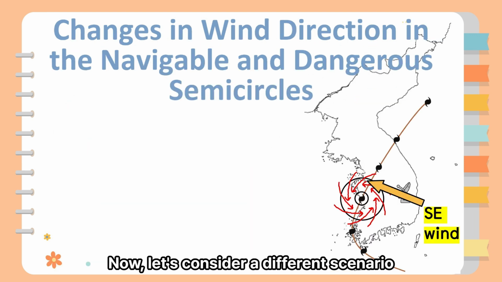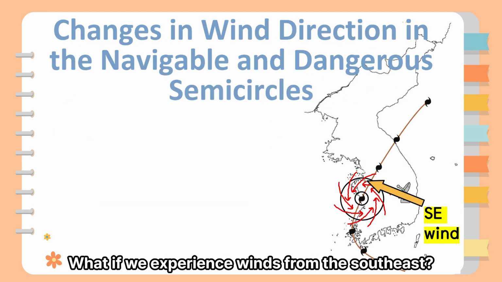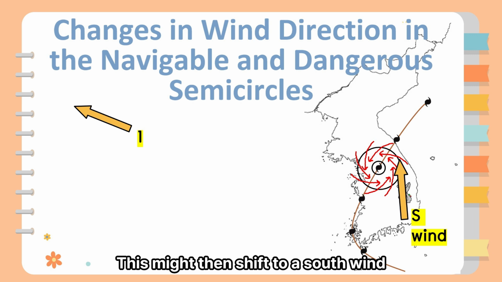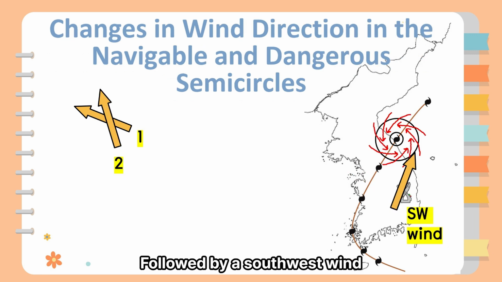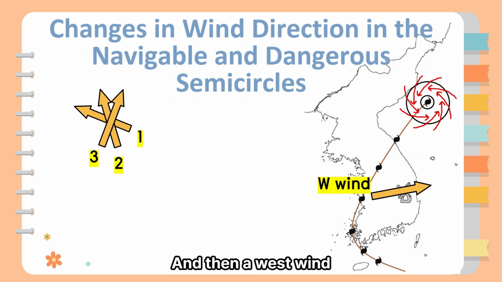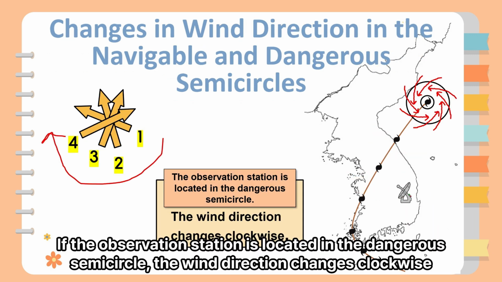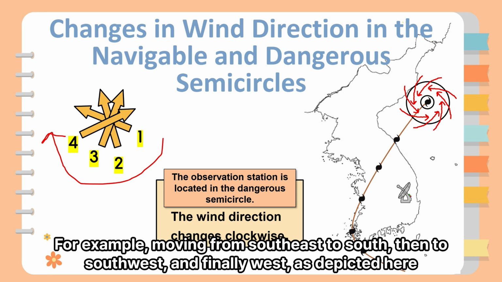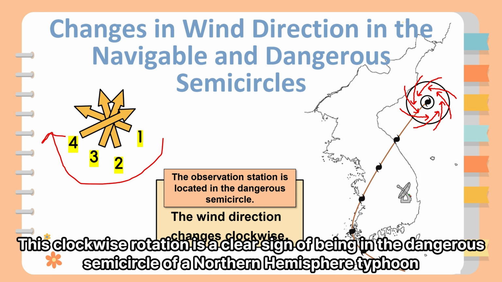Now, let's consider a different scenario. What if we experience winds from the southeast? This might then shift to a south wind, followed by a southwest wind, and then a west wind. If the observation station is located in the dangerous semicircle, the wind direction changes clockwise. For example, moving from southeast to south, then to southwest, and finally west, as depicted here. This clockwise rotation is a clear sign of being in the dangerous semicircle of a Northern Hemisphere typhoon.